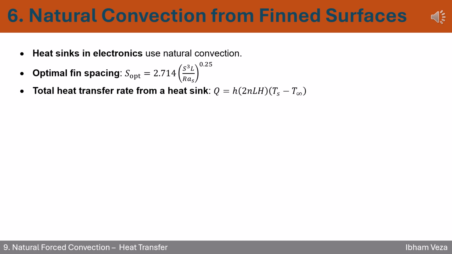Too close, airflow gets blocked. Too wide, you lose surface area. That's why we use the optimal fin spacing formula. It finds the sweet spot where heat escapes fastest. Then, we estimate total heat transfer by accounting for how many fins, their length, and temperature difference.